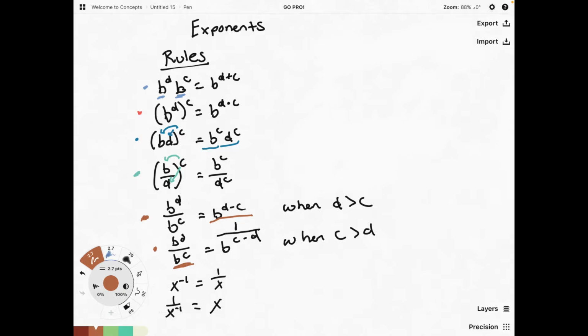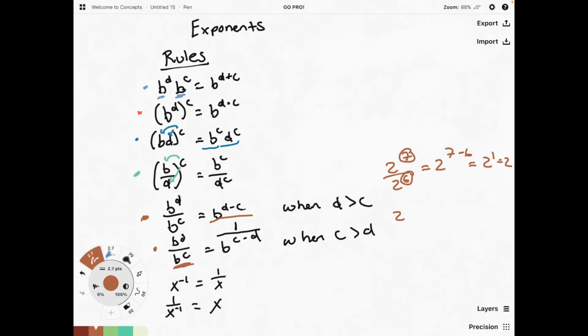So let's take a look at an example of both of those. If we have 2 to the 7th power over 2 to the 6th power, then we know that 7 is larger than 6, so we can rewrite this as 2 to the 7 minus 6, which is equal to 2 to the 1, which is equal to 2.